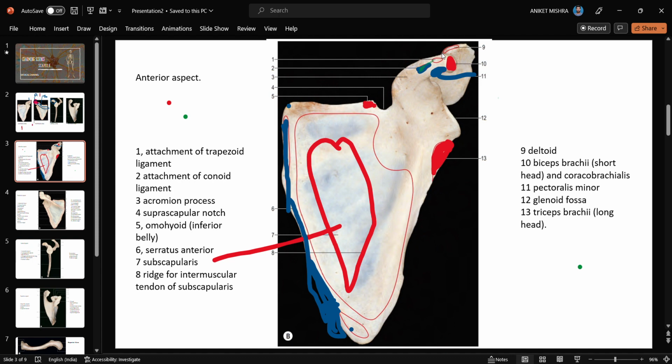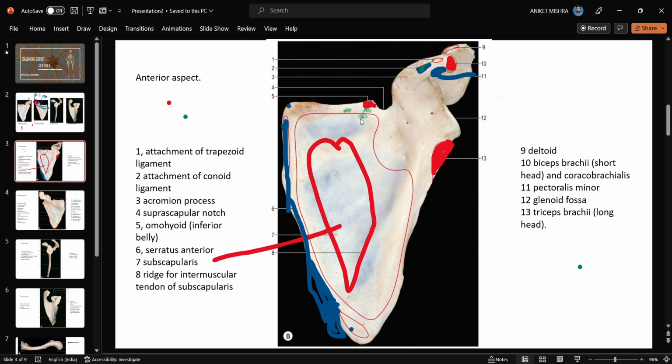There are two more ligaments, the suprascapular ligament, which is going to attach from here to here, near the omohyoid. These are the normal ligaments that are present on the costal surface.